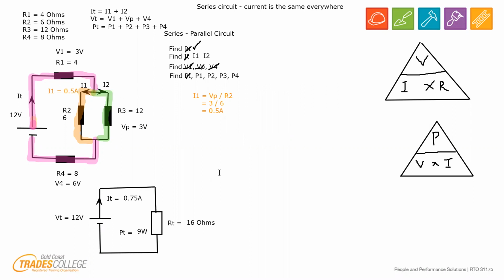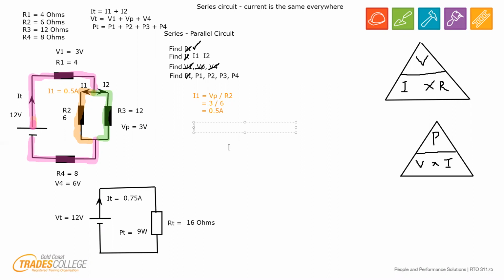Now, a quick recap. The smaller resistor is going to let more current through. 6 is half the size of 12, so we know that twice as much current goes down this way than that way. Now we can work out the current going through R3 by just taking away 0.5 from our total current, which leaves us with 0.25. But we'll do it the correct way anyway.